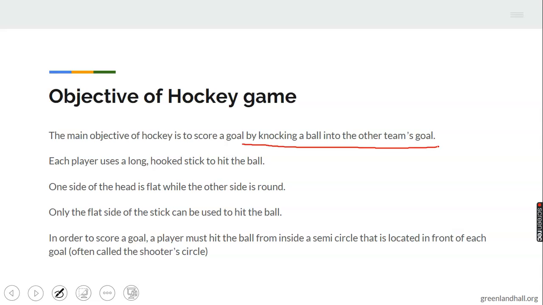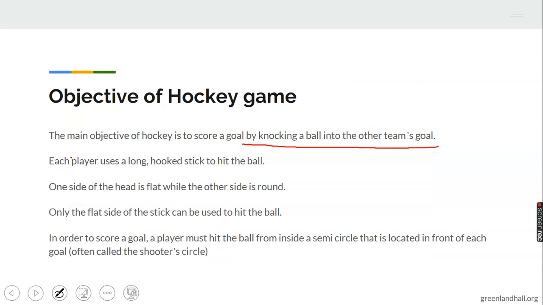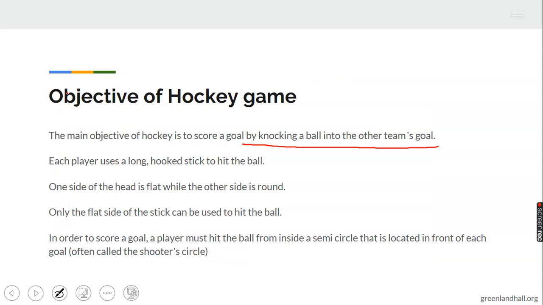Each player uses a long hook stick to hit the ball. You can see that. That is the long hook stick, or you can call it a curved stick. Now, one side of the head is flat while the other side is round. That's the shape of the curved stick they are using to play that game. Only the flat side of the stick can be used to hit the ball. You look at it again. The flat side of the stick will be used to hit the ball.